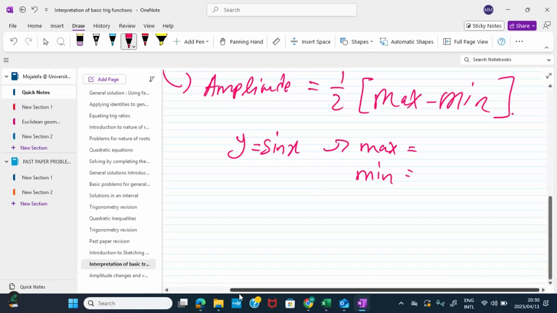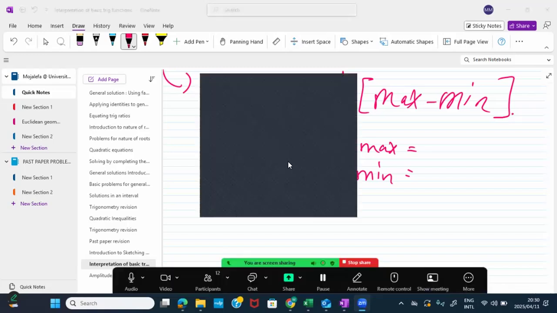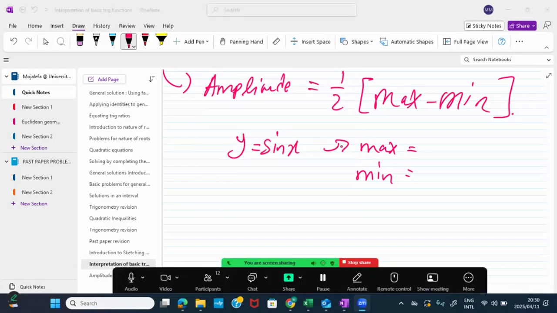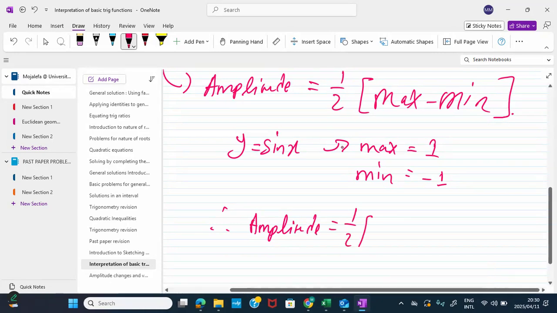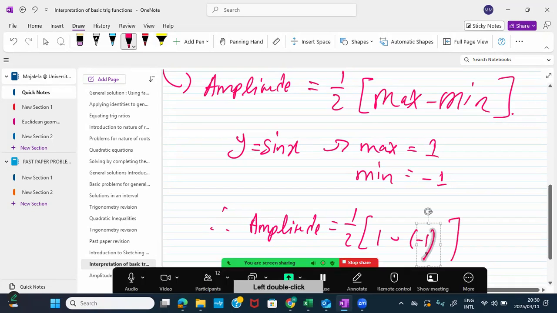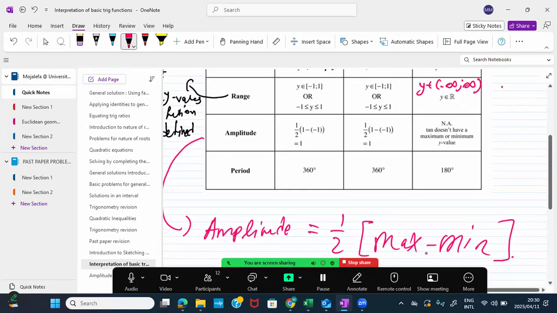Guys, talk to me. Maximum is 1 and minimum is -1. So if I want to calculate the amplitude, I'm just going to say half times 1 minus -1. How much is this going to give you from the calculator? It's just going to give you 1, right? The amplitude is 1.